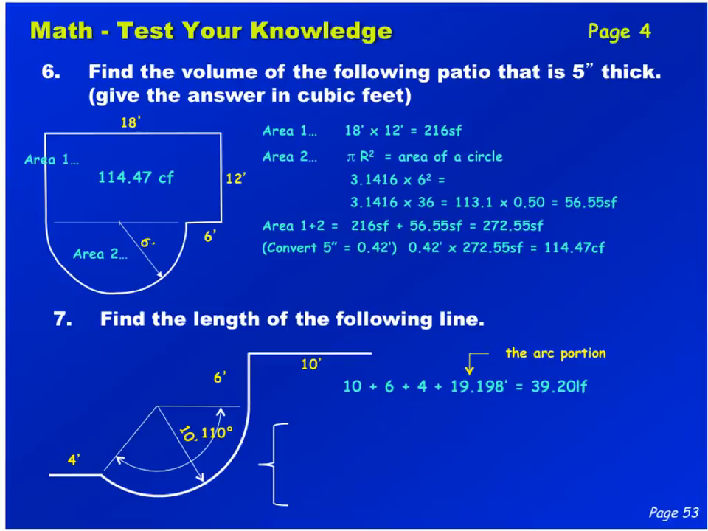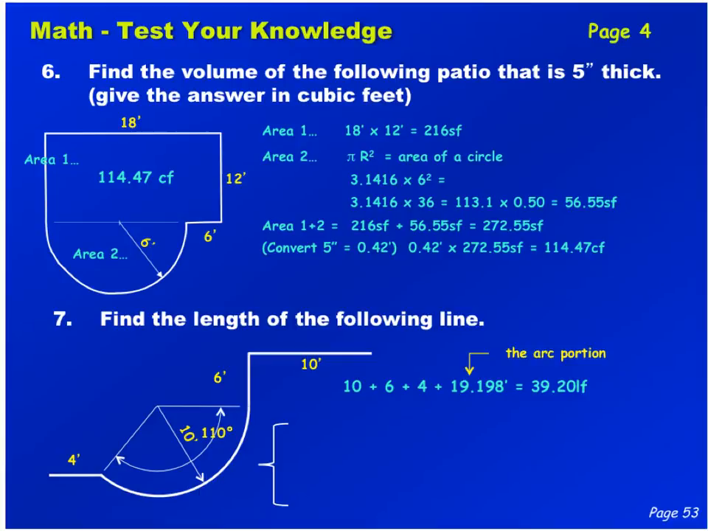Number 6. Find the volume of the following patio that is 5 inches thick. Give the answer in cubic feet. The first thing you want to do is break this shape down here into area 1 and 2. Area 1 being the 18 by 12, 216 square feet. Area 2 being this half circle, which is pi r squared. Here, r squared gives you 113.1 square feet times half the circle gives you 56.55 square feet.